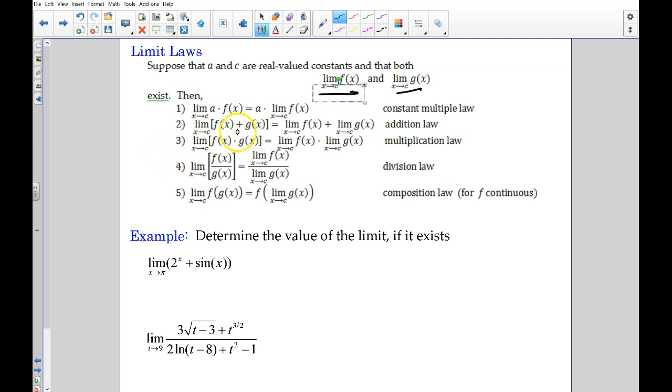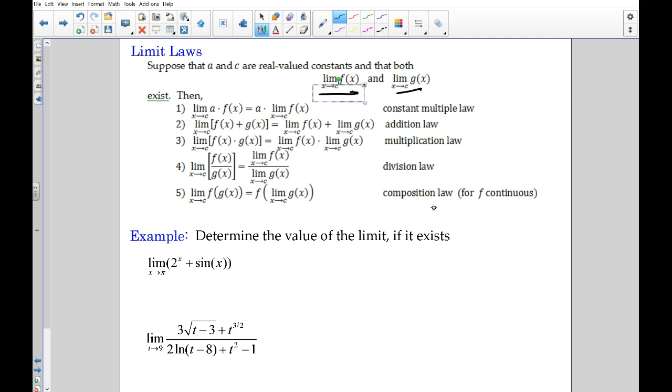With this we get the constant multiple law, so we can pull the constant out front of the limit. If we have a limit where we have a sum inside, we can break it up and, quote unquote, distribute the limits. Now, limits are an operator, so it's not technically distributing them, but you can think of it for all intents and purposes as distributing. Same thing with multiplication. We can take the limit of the two functions individually and multiply them together. Division, same thing, and then composition also works.